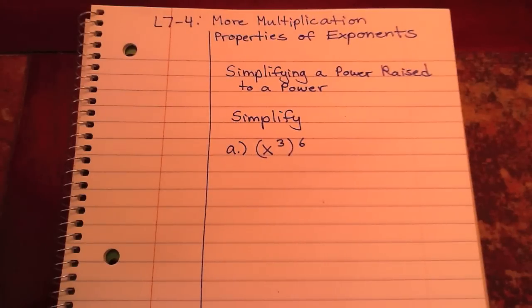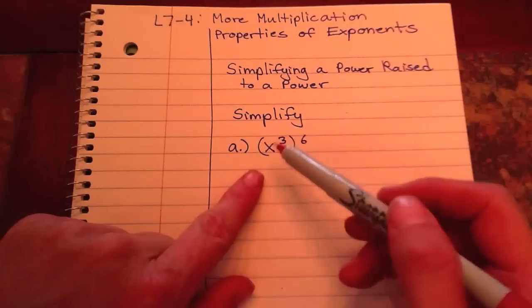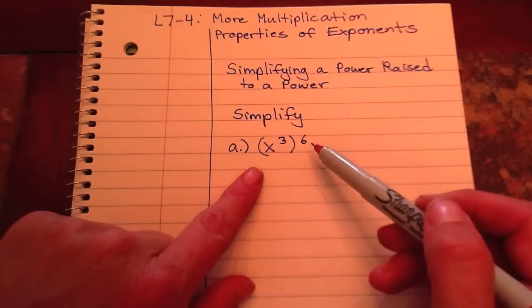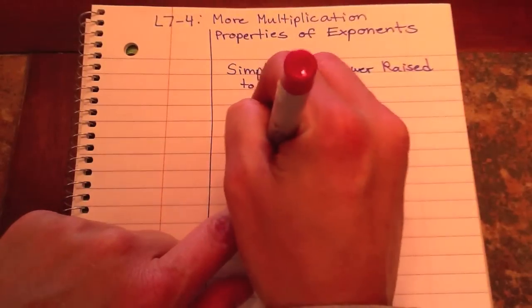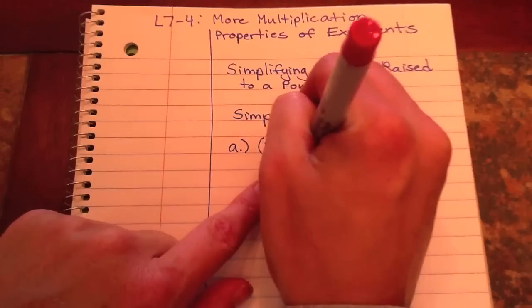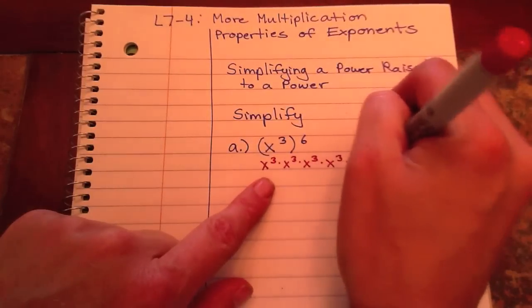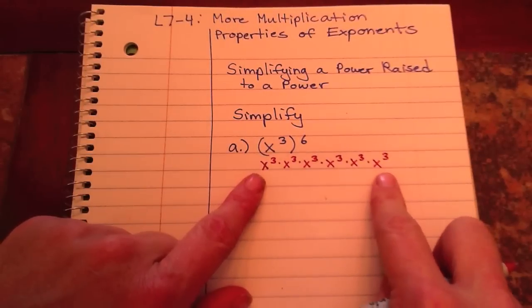What happens in these, if you were thinking about this in terms of what you know about math, this means whatever's in parentheses is going to be multiplied by itself 6 times. So I would end up with x to the third, one, two, three, four, 5, 6 times.